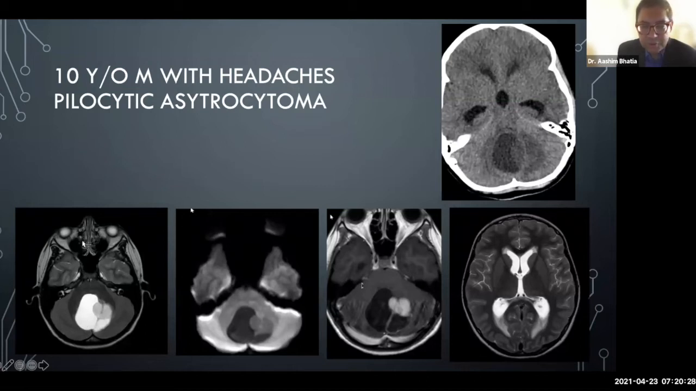There's no reduced diffusion within it. Pilocytics should not have reduced diffusion unless there's some blood products associated with it. And there's an enhancing mural nodule. This is your post-contrast T1. And presenting with hydrocephalus, obviously, because there's obstruction of the fourth ventricle.